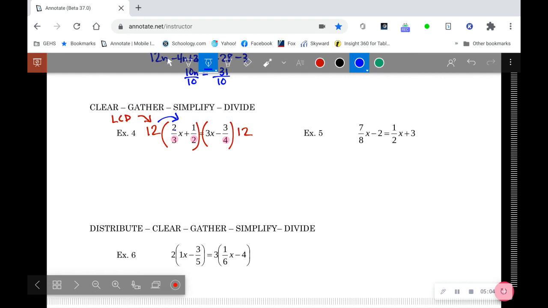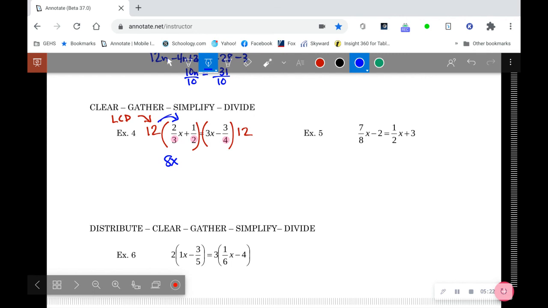24, and then this bar down here means divide, so divide by 3. 24 divided by 3 would be 8, so that's 8x. Now I actually like to divide first, it's easier. 12 divided by 3 is 4. 4 times 2 is 8, so we get 8x.